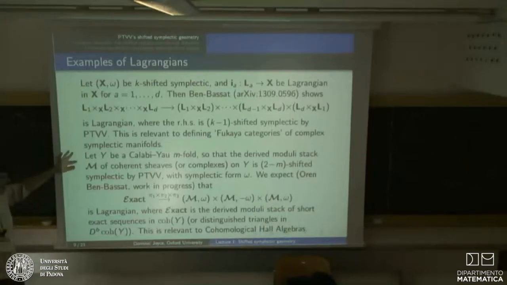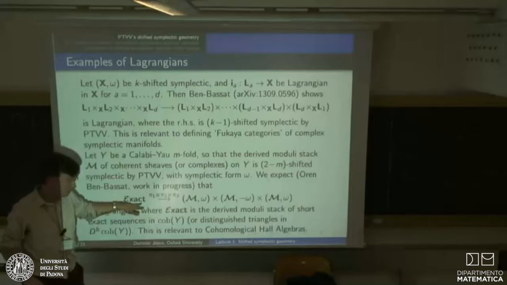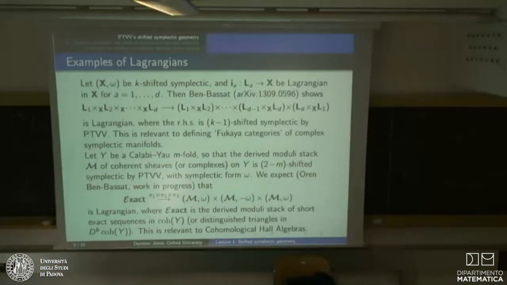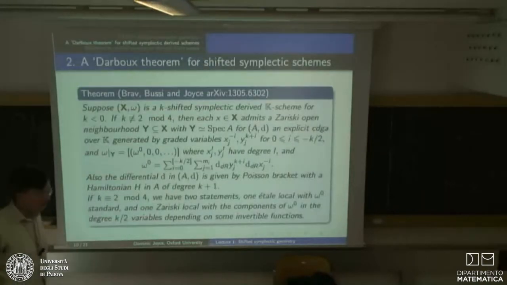Okay, another example, if you take a Calabi-Yau manifold, then you have a derived moduli stack of coherent sheaves, or complexes, on it, which is (2-m)-shifted symplectic. So we expect, and Oren I think knows how to prove this, provided Bertrand gets in gear and proves the theorem he's promised to prove, then the stack of exact sequences, or of distinguished triangles, mapping to three copies of the moduli stack of objects by the obvious three projections, should be Lagrangian as well. And I believe this will be relevant to defining what are called cohomological Hall algebras in the sense of Kontsevich and Soibelman for Calabi-Yau threefolds.